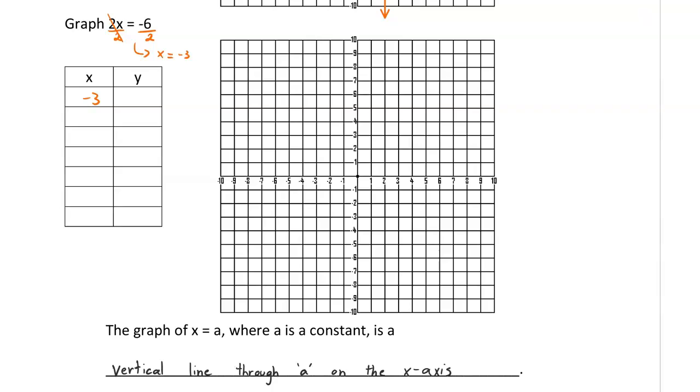Now I'm going to leave you to finish this graph off yourself, and you can check your answers in the class OneNote. But before we move on to the next page, I just want to pay attention to this point at the bottom here, where when we're looking at a graph of just x equals a, you're going to create a vertical line through a. So whatever your value is right here, you're going to have a vertical line that passes through a on the x-axis.